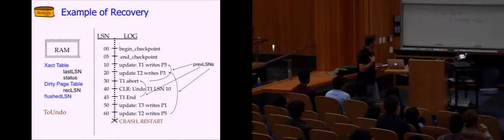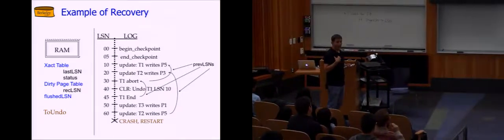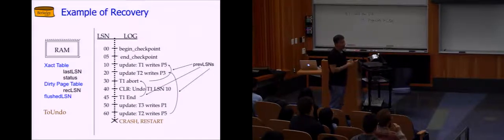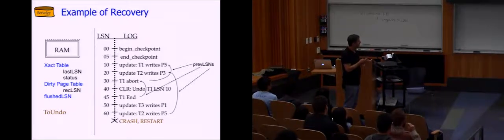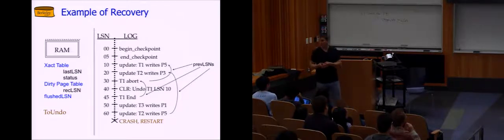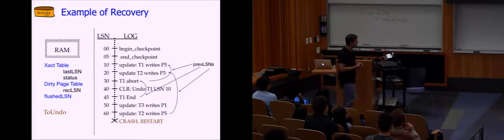At 40, we start undoing T1. And the first step of undoing T1 is to undo log record 10. So we're undoing T1 with LSN 10. What is the undo next LSN of log record 40? What would be the thing to undo after 10? Null, right? There's no more to undo for that transaction. So it's an empty undo next LSN.